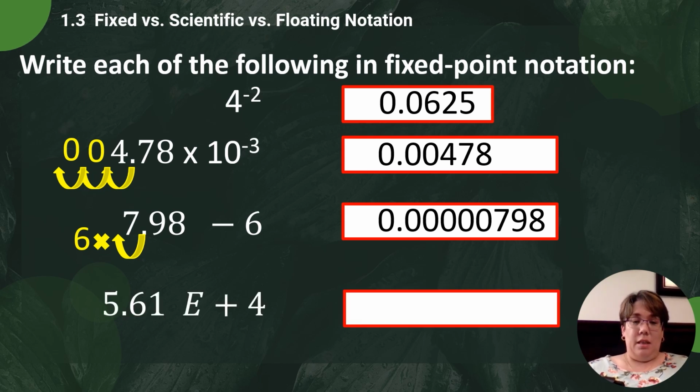All right, last one. This is another type of floating point notation. And remember I told you a lot of calculators will use this E. So is this going to be a small number or a big number? This is going to be a big number because you have a positive. So you're going to move this decimal point to the right 4 times. So you're going to get the big number, 56,100. All right. Hopefully you understood all of those.